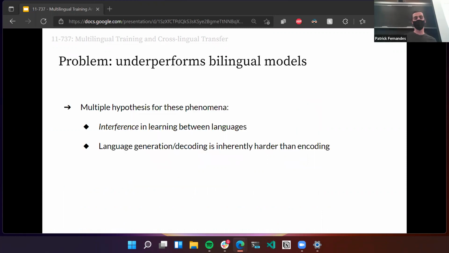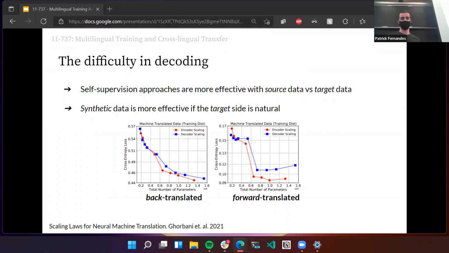But yeah, the second hypothesis for what we saw before is that language generation and decoding is inherently harder than encoding. And Graham already mentioned this. Recall that the task of the encoder is to map a sequence of tokens to distributional representations. And the decoder is the opposite. And there's evidence that the latter is a harder task.